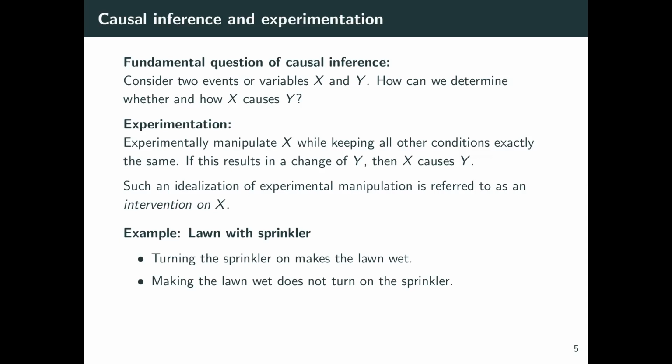One example is the lawn with a sprinkler, taken from Pearl's book also. So when you turn the sprinkler on, then the lawn will get wet. But if you make the lawn wet, on the other hand, this does not turn the sprinkler on. So if you do these two experiments, then you can readily infer what causes what here, even without knowing those two concepts. On the other hand, if you look at observational data of the lawn being wet and the sprinkler being turned on, then from the correlation you will not be able to infer such a statement. You have to intervene here.